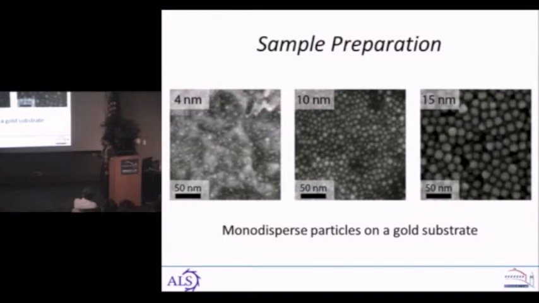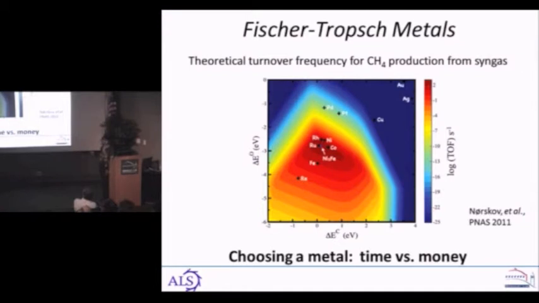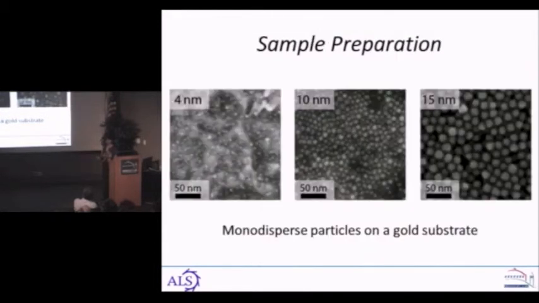Then we disperse the particles on a gold substrate, and it's important that the substrate is inert to the reaction. If you go back to the volcano plot, you see that gold is way up in the corner, so it doesn't interfere with the reaction so much. And it's also important that it's a conductive substrate for when we do the X-ray experiments so that we don't get charging, and that we can collect a total electron yield signal.